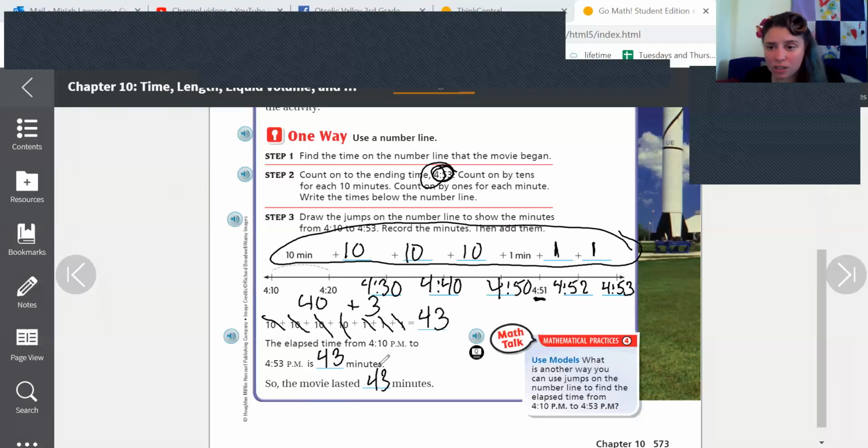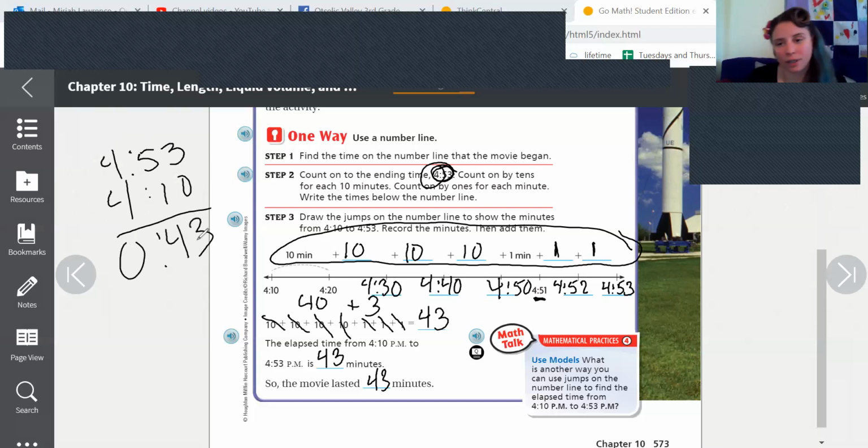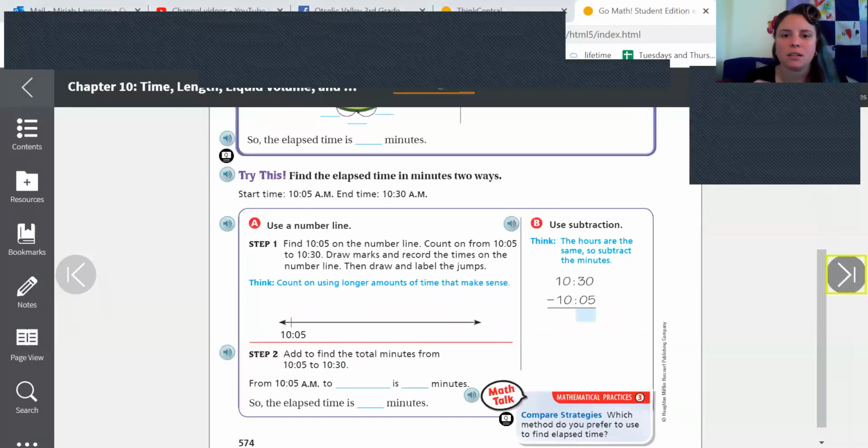You don't have to do it this way. If your parents or your siblings teach you a different way to do it, that is fine. The way I would have done it is I would have taken the ending numbers, 4:10 and 4:53, and subtracted. Right? So this would be 43. That's how I would have done it, but we're just showing you how to do stuff right now. So let's see what the next page has in store for you.